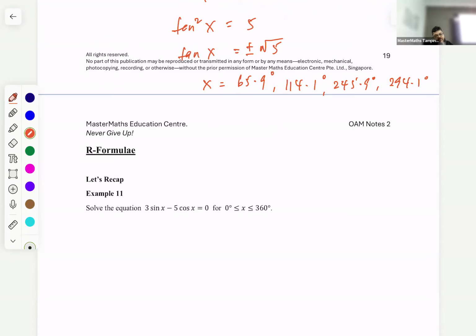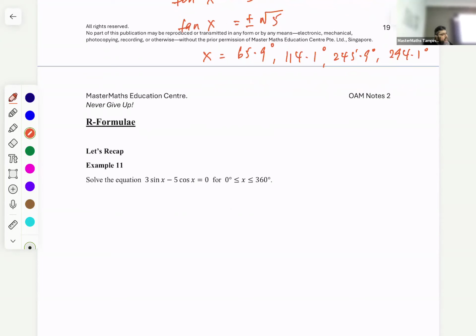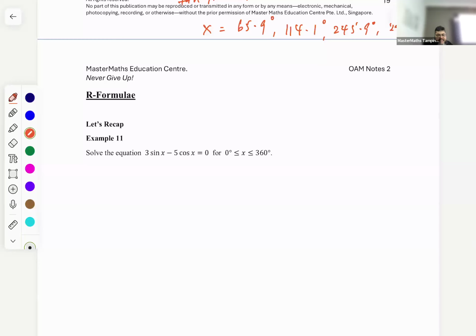So I'm going to start with R formula. I'm not going to really start today. I'm just going to give you a prelude. There's only 10 minutes left. We will do proper R formula next week. Okay, this R formula, if you see something like this, what can you do? How to solve this kind of question? How are we going to solve this kind of question?